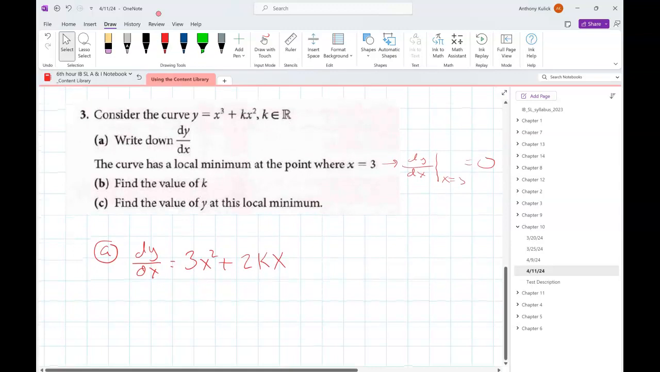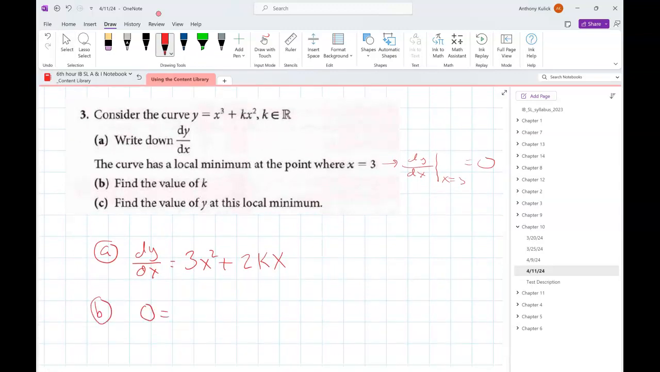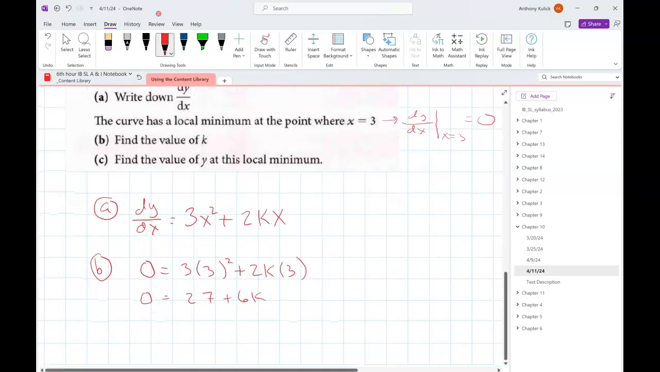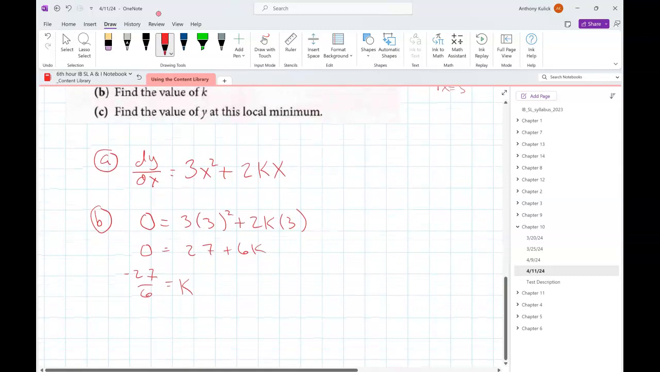All right. So for part B, what are we going to do? Well, I know 0 is equal to 3 times 3 squared plus 2k times 3. Everybody's okay with that? So we have 27 plus 6k. I divide or subtract the 27 over and then divide by 6. And I can reduce that to be negative 9 over 2 is my k.